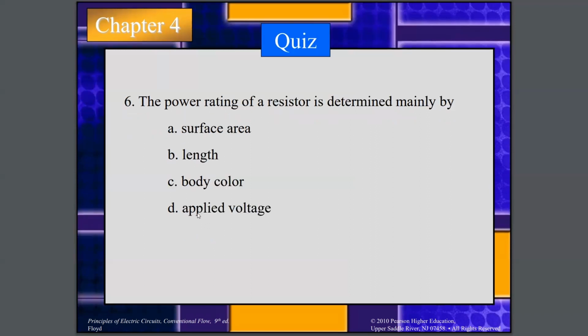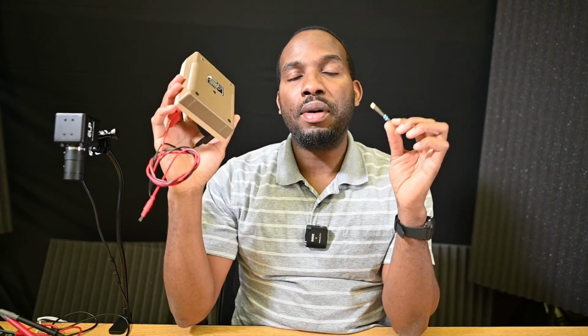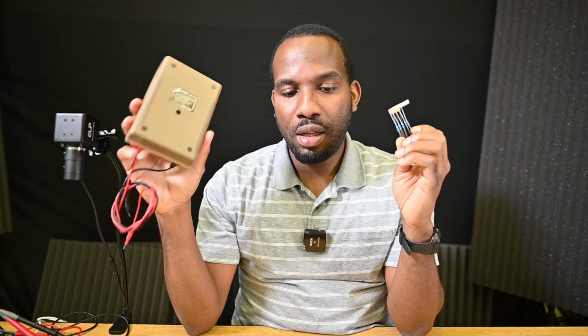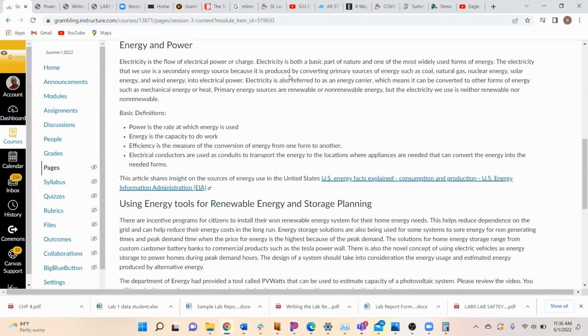The power rating of a resistor is determined by the surface area. Also, the bigger the component, most likely the higher the power rating of it. So again, we can have a small 100 ohm resistor like this. We can have a big one like this. Both of them have the same amount of resistance, but the bigger component is going to have a higher power rating. So the size, energy and power.